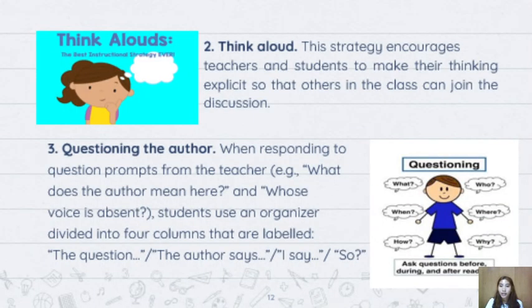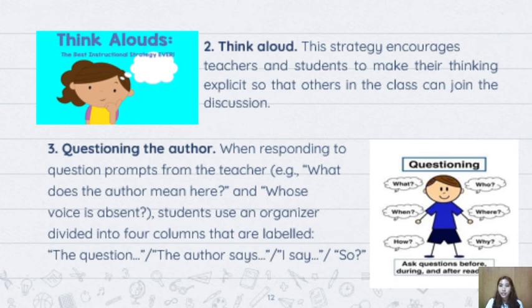Number 2 is think aloud. This strategy encourages the teachers and students to make their thinking explicit so that others in the class can join the discussion. So here, you need to ask questions that are not vague so that others can participate, and to make it lively, you need to encourage students to become vocal about what they think so that it becomes clearer, like asking, what is the author's thinking? What are the underlying assumptions?